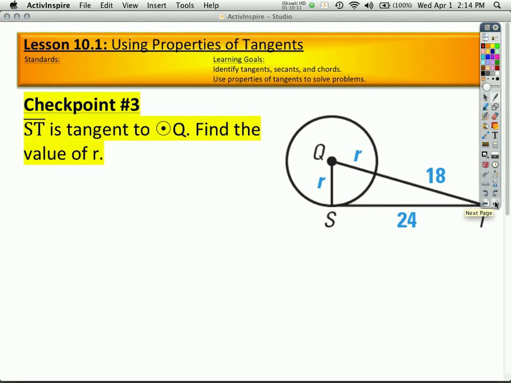Checkpoint number 2, I think. I accidentally put 3. This is 2. So find me the value of r, the radius of circle Q.